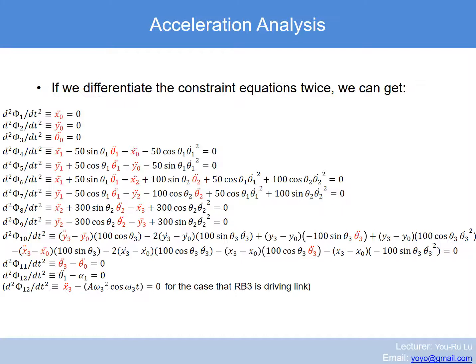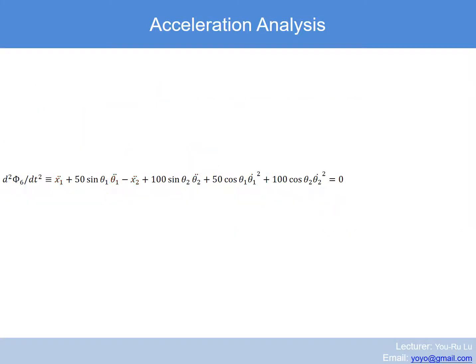Similar to velocity analysis, we are going to express these equations with matrices and vectors so that we can solve them using computers. First, we move the terms that are not related to x double dot, y double dot, or theta double dot to the right-hand side. For example, in these equations, these two terms don't have x double dot, y double dot, or theta double dot. Therefore, we move them to the right-hand side. After this step, we will have 12 equations like this.